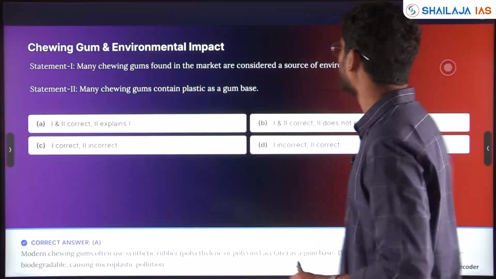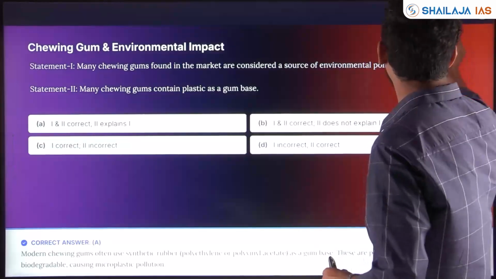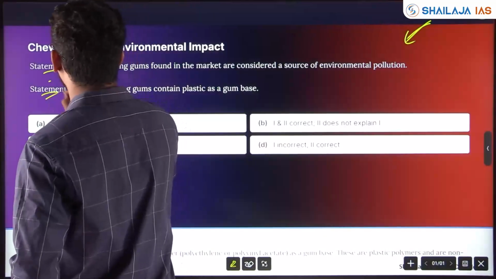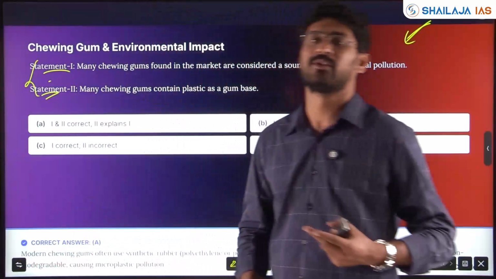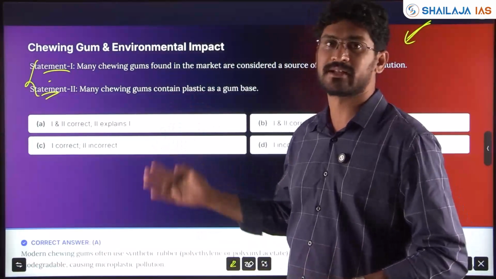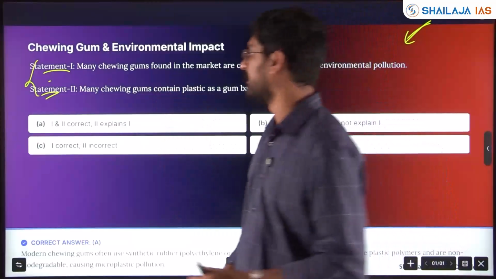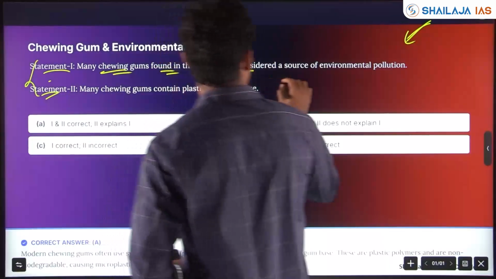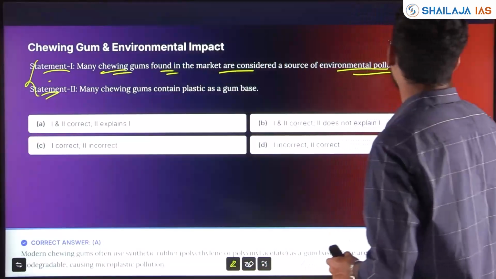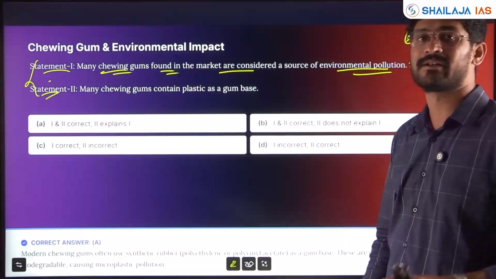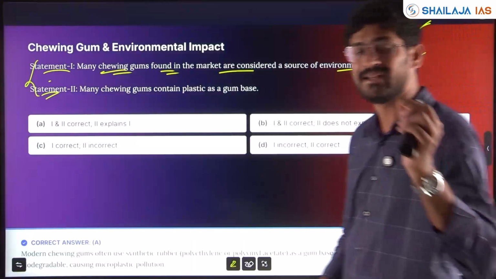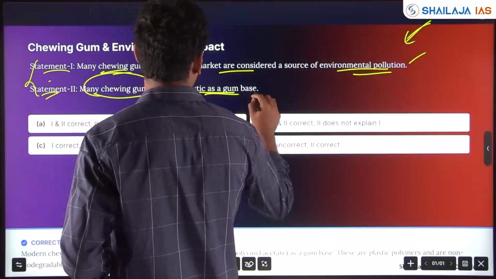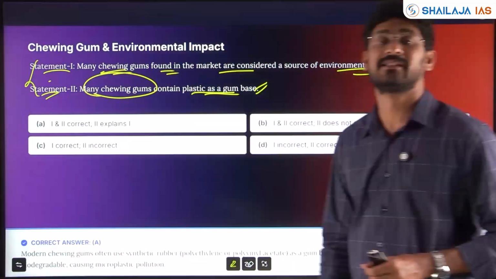Next, with respect to chewing gum, plastic pollution was again asked in 2024. Statements 1 and 2 are given. At that time only 2 statements were there, not 3, and it asked whether statement 2 is correct and explains statement 1. Statement 1: many chewing gums found in the market are considered a source of environmental pollution. Yes, correct. Chewing gums are not readily degradable. They contain some amount of plastic. Many chewing gums contain plastic as gum base. Yes, this is also correct.